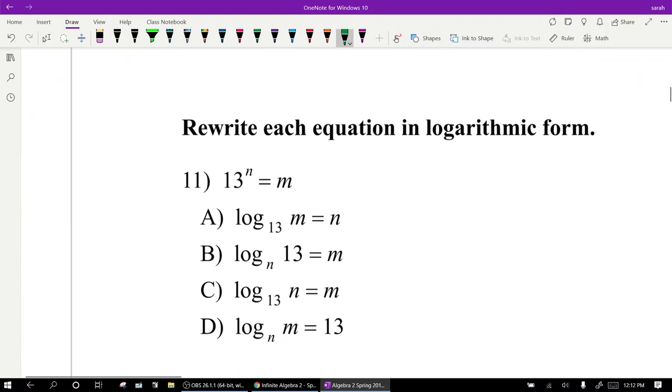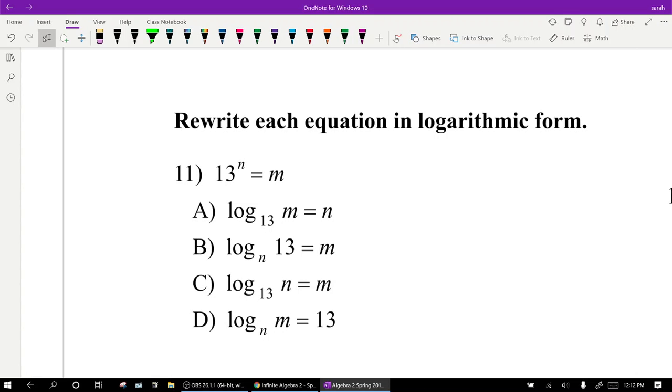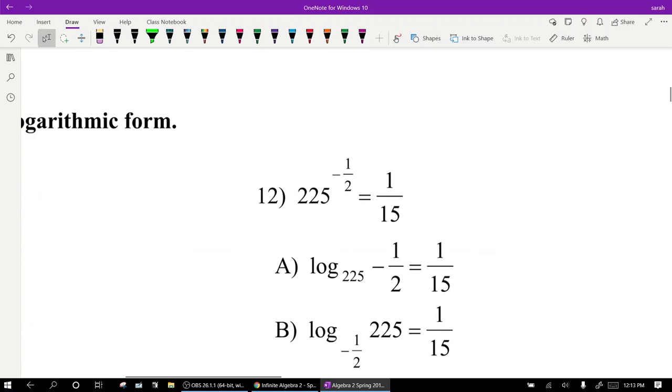Alright. Rewrite each in logarithmic form. Remember, the exponent is equal to the log. So here's our exponent, n. There's only one, actually, that has it. And we could check it. 13 raised to the n power equals m, and that's correct. So the answer is A. Alright. Number 12.